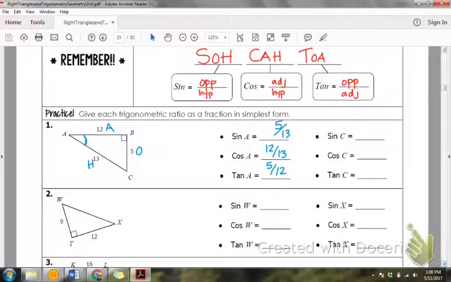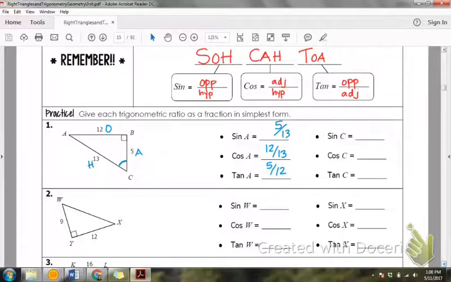What about sine of C? So now we're going to talk about angle C. So now I'm going to erase this over here in my diagram. I'm talking about angle C now. Which one is the hypotenuse, Monique? 13, always. That one doesn't change. Which one is my opposite, Tylea? If we're talking about angle C, which one is the opposite? 12. And then 5 has to be adjacent.